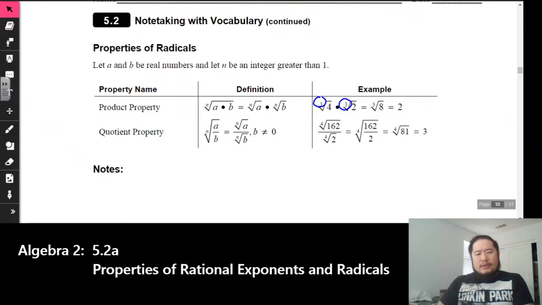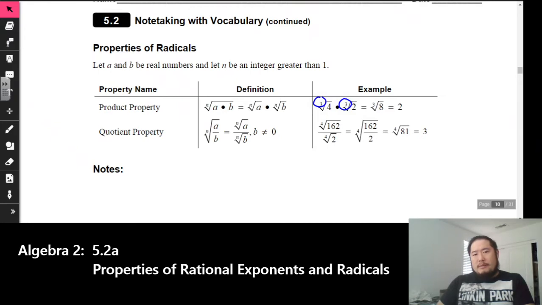Same thing for a quotient. I could go ahead and split apart the denominator, or the numerator and denominator, as long as I keep the index with both. So take a look right here. We split things apart. We have 4th root of 162. We have the 4th root of 2.